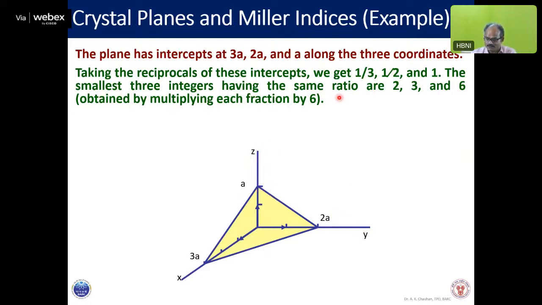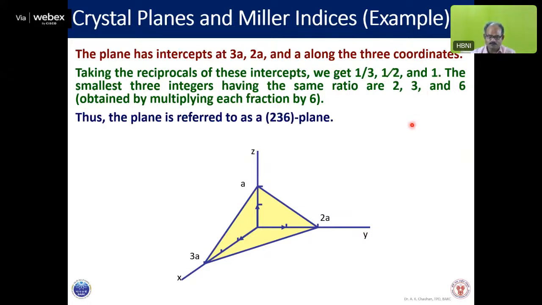And then the smallest three integers. Now I don't want to keep these as fractions, so I have to multiply by something to make all these numbers integers. So I will multiply by 6, so it becomes 2, 3, and 6. So the plane will be referred to as the (2 3 6) plane.